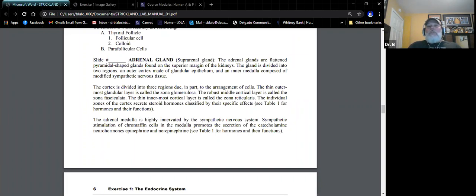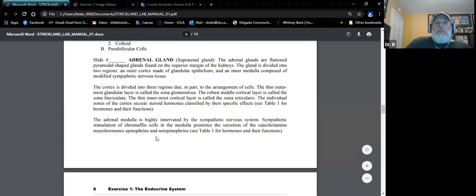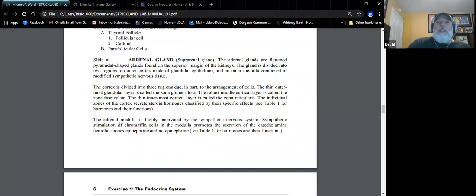These different zones are all going to secrete different types of hormones, which are going to have different effects in different parts of the body. The adrenal medulla is going to be the deepest part of the adrenal gland, and it is going to be innervated by sympathetic nervous control. That sympathetic nervous system is going to be responsible for the production of epinephrine and norepinephrine.